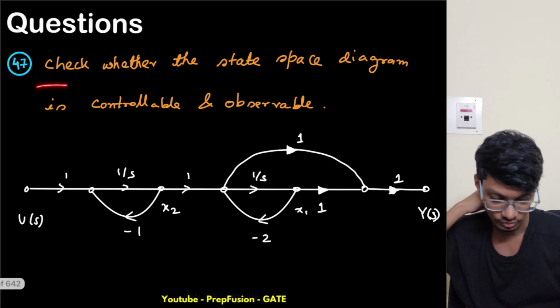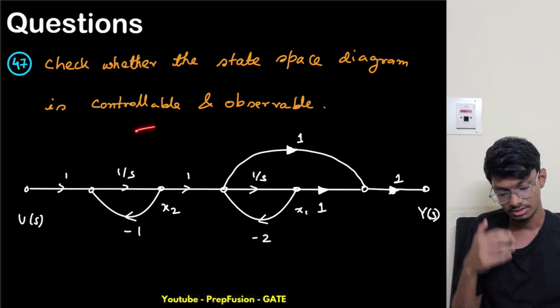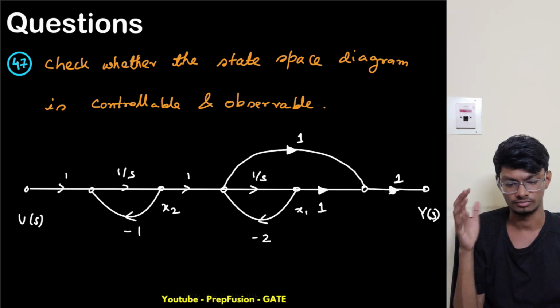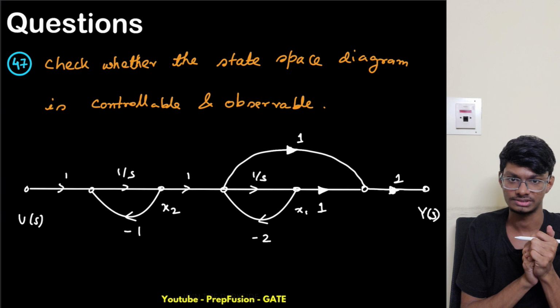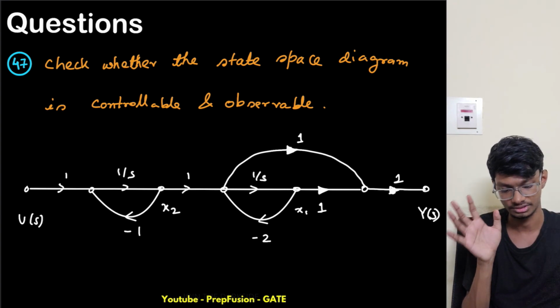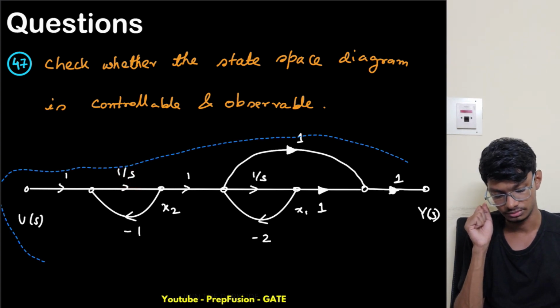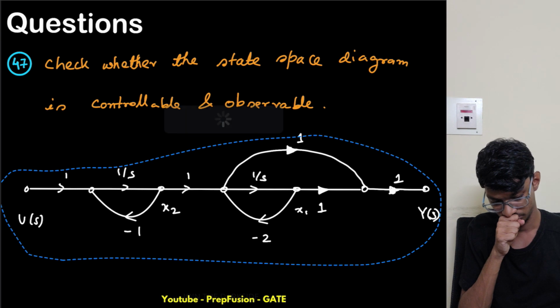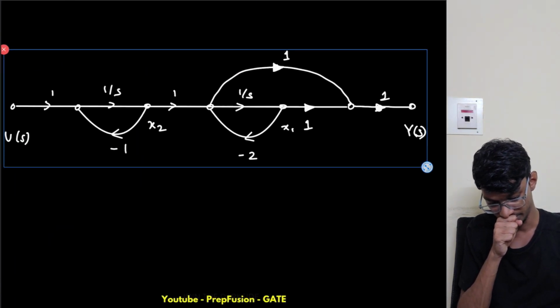So this is the 47th question basically. We have to check whether the state space diagram is controllable and observable or not. So this is simple only. What we can do is write the state space equation. From there we can check, or from the state space diagram also we can check. Just remove this waste terms. Okay, so I will copy this one and paste this one.